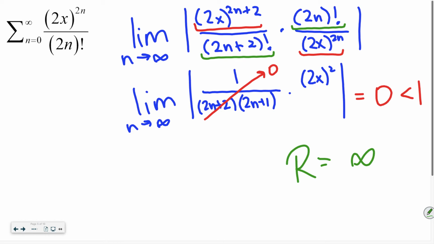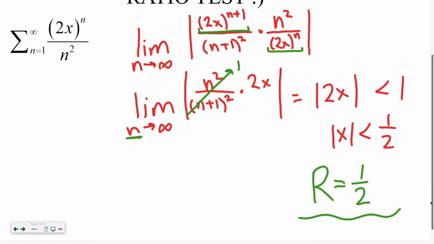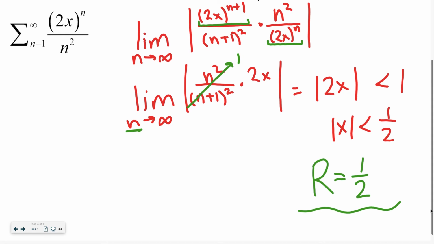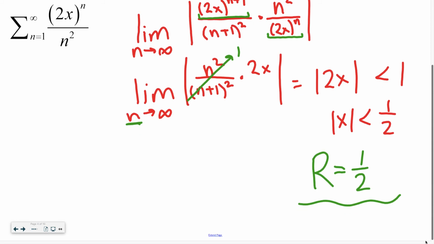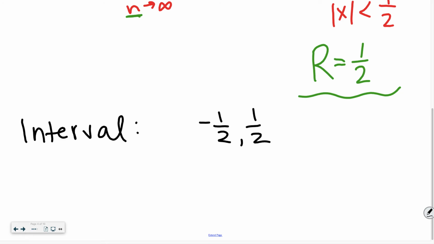No. Okay, so now what I want to do is go back to this, and actually talk about the interval of convergence. Where did we say this one was centered at? We are centered at 0. So our interval would be negative 1/2 to 1/2. What we need to decide is if those endpoints will give us a convergent series or not.